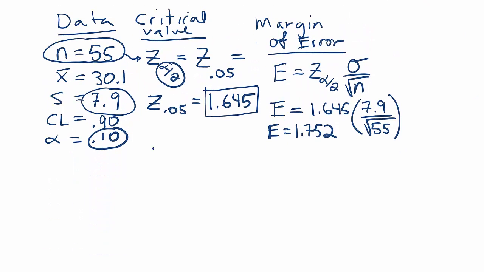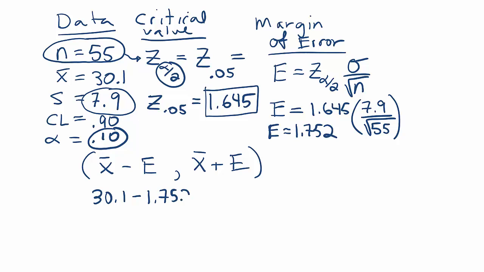What we're going to do for the very last step is fill in this little tiny formula. X bar minus e, comma, x bar plus e. This will complete our interval. So we saw that x bar was 30.1, and we saw that e is approximately 1.752. And then we'll have 30.1 plus 1.752. By adding and subtracting the margin of error from the x bar, it will basically give us 2 numbers on the number line where we think the population mean lies between.